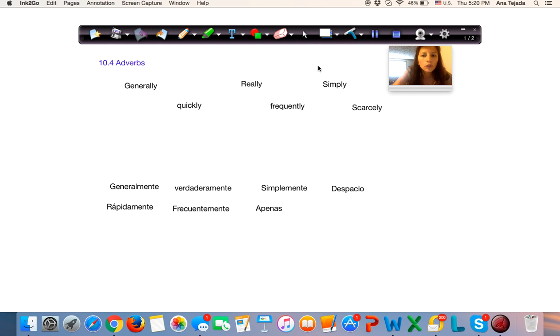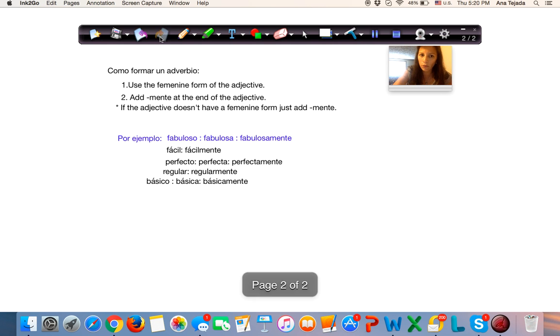So, let's look at how to form adverbs. Cómo formar adverbios. So, we're going to learn how to form the general adverb that we already talked about, the ones ending in mente. So, we're going to use the feminine form of the adjective. Then we are going to add the mente at the end of the feminine form. Sometimes adjectives do not have a feminine or a masculine form just because they end in a consonant or they end in E. Let's look at examples.